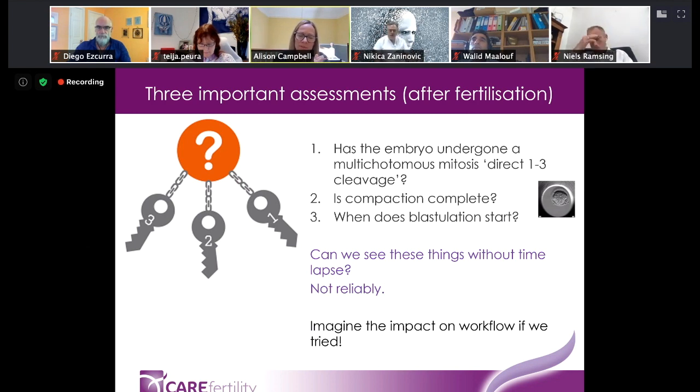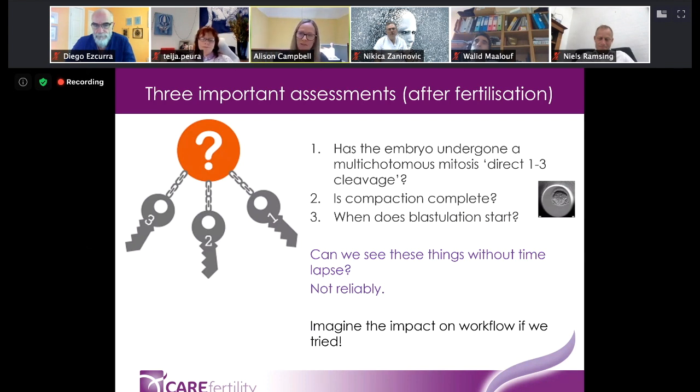And the third one is probably my favorite, and this has been with us right from the beginning, the very first model that we ever created, which was an aneuploidy risk classification model, is when does blastulation start? Whenever we build a model, we go back to the whole data set, we have no preconceptions, but it always features. So the beginnings of blastulation are very important. And again, without time-lapse, we've struggled to see it. You might be lucky, but we need more than luck.